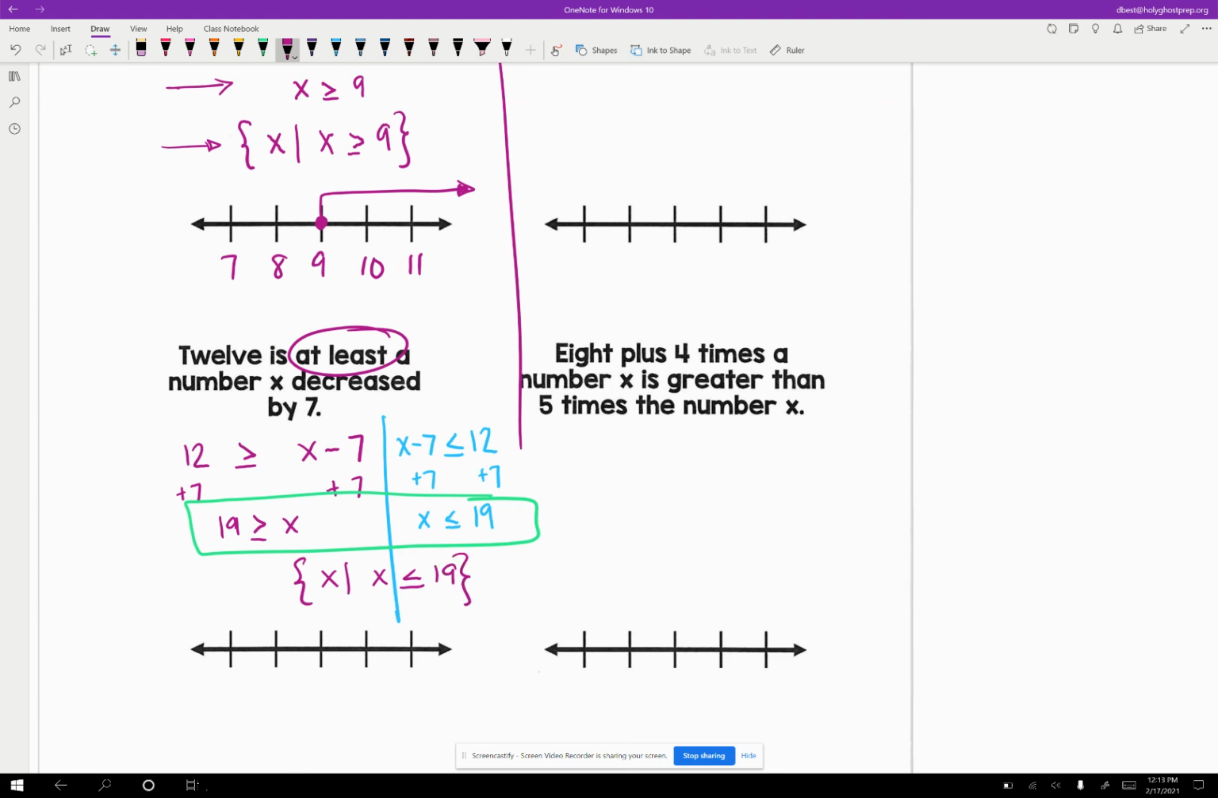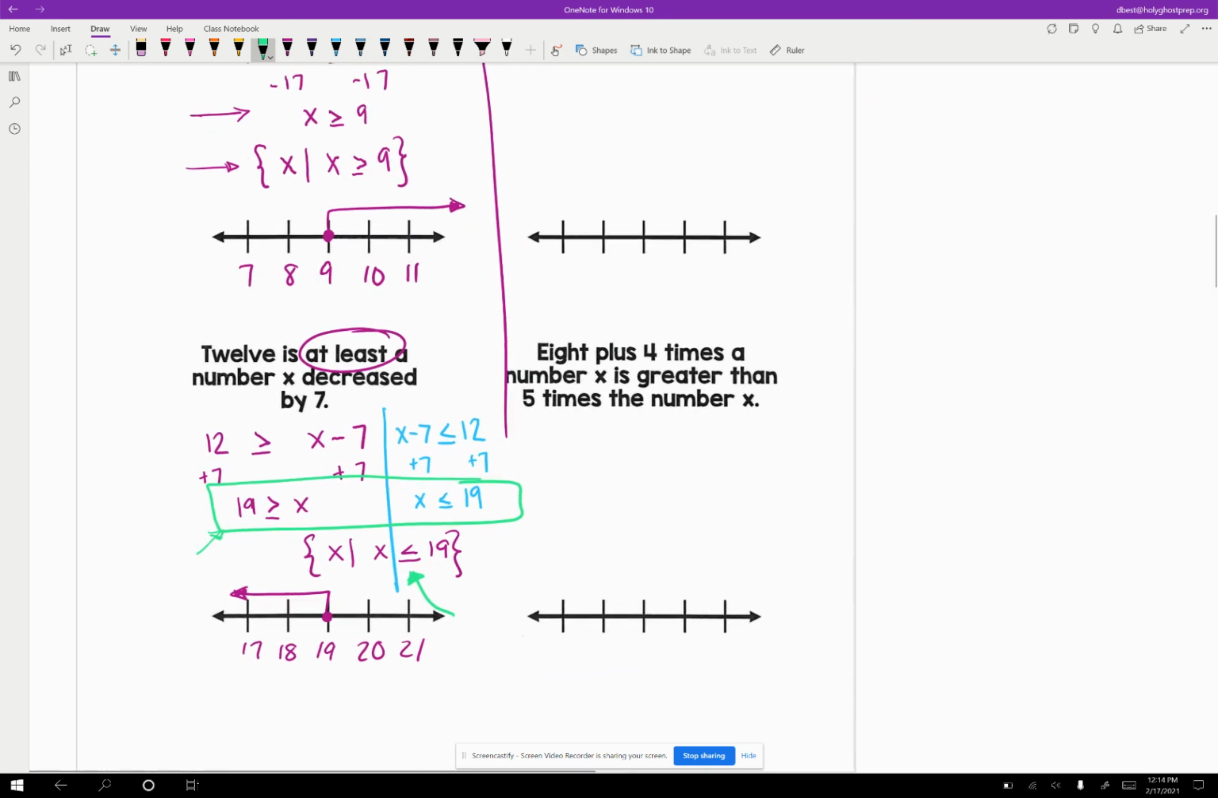It also, when x goes first, kind of tells me the direction my arrow is going to go on my number line. So I'm going to do it like this, a solid circle at 19, and an arrow going left. The inequality only tells you which way to go on your number line if your x value is on the left of it. Okay, notice how it's the opposite of this one because x is on the right. So I like to have it flipped around so x is on the left.